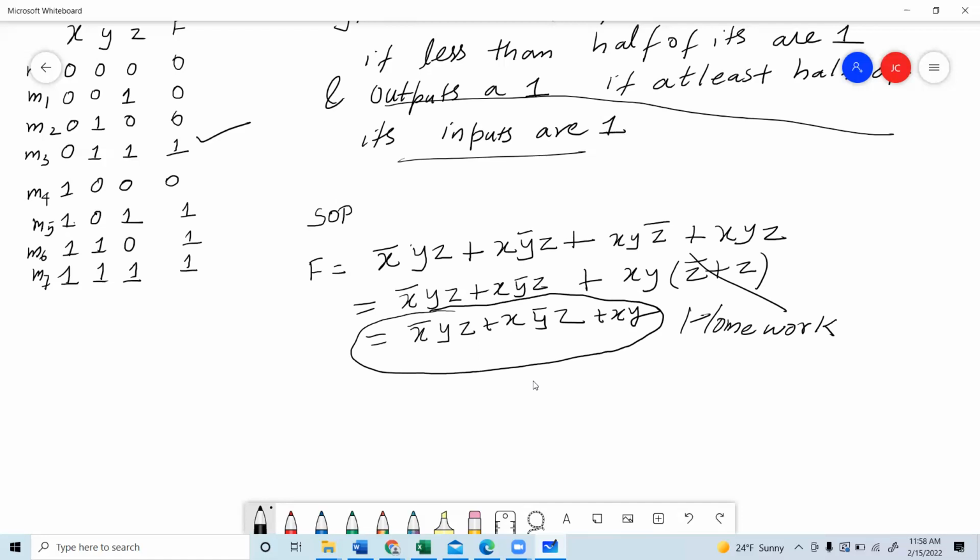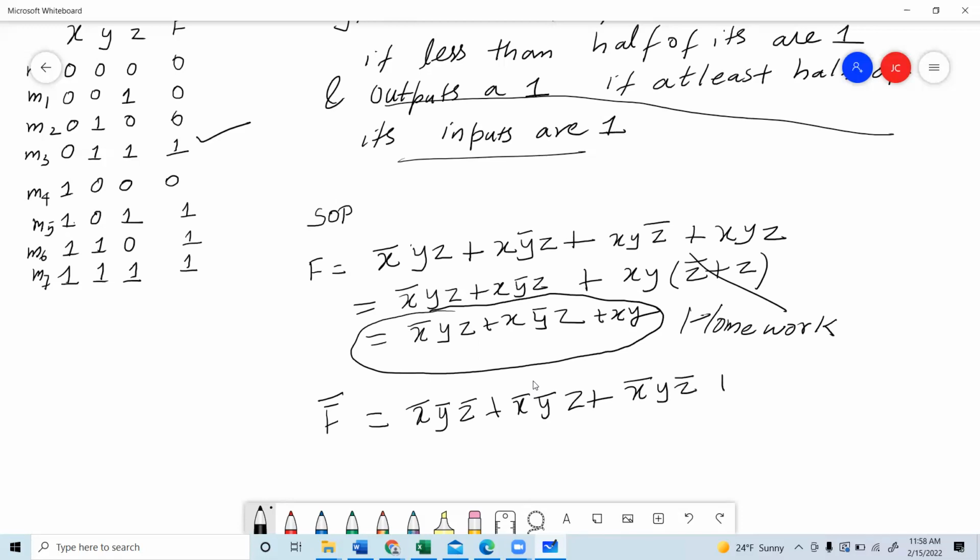Again, I introduce product of sums form. Product of sums form looks at the minterms for which the output is 0. So let me write the product of sums form for this table. So you have to write f bar, for which the output is 0. This is going to be a long expression, so I'm going to copy from whatever I have written in my notes. So this is for which the output is 0.